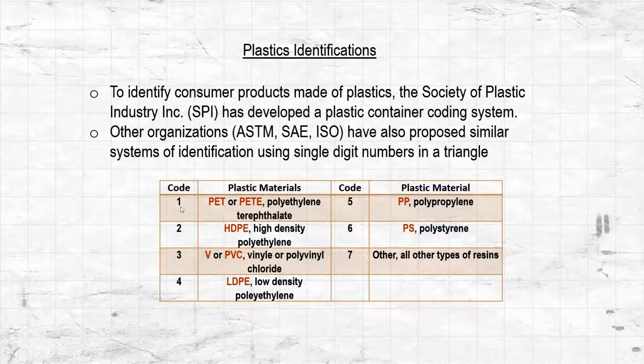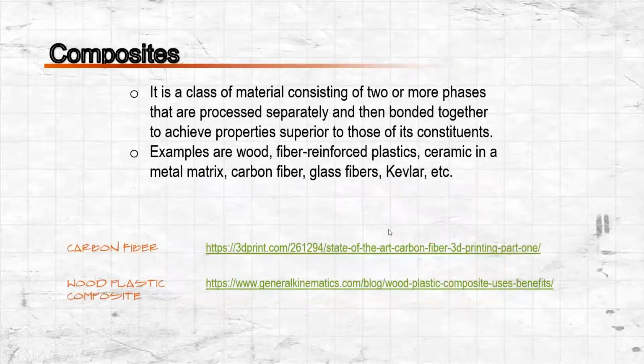If it's one, the plastic material is PET, polyethylene terephthalate. If it's two, then that's HDPE, high density polyethylene, or if it's three, that's PVC. If it's four, it's this and that. And lastly, the composites.